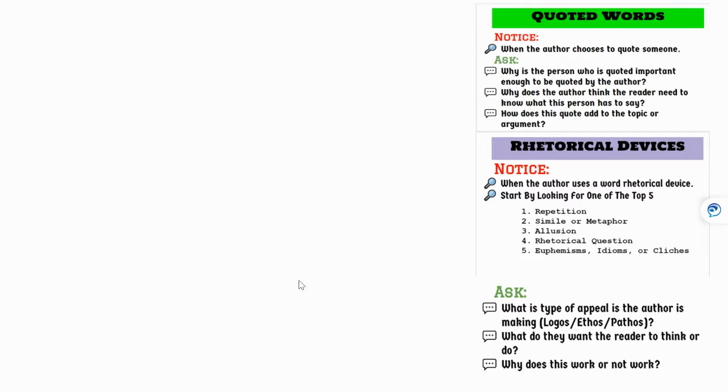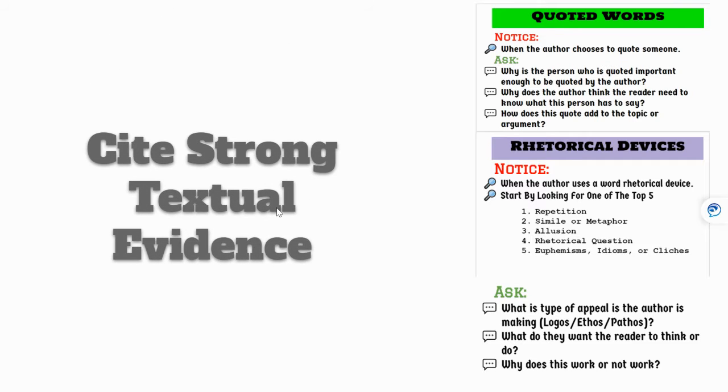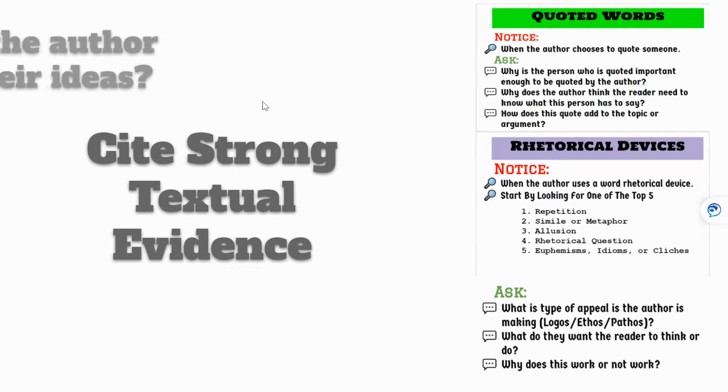So today we are going to be introducing the next 2 in our sequence, which are quoted words and rhetorical devices. So the reason we are looking for anything whenever we are reading, in order for us to highlight something and then to annotate, is so that we are able to cite strong textual evidence. So when we are looking at quoted words and rhetorical devices, the kind of evidence we are looking for is most likely going to help us to answer one of 2 types of questions at the end of our reading.